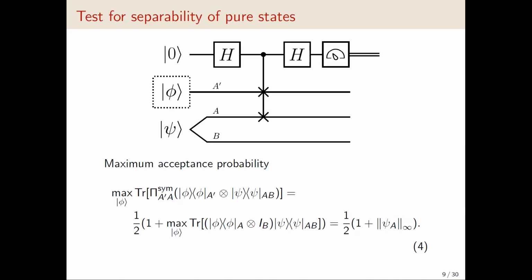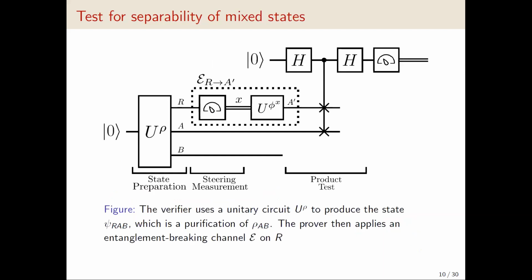Now we want to generalize this to mixed states, and so for that we look at this graph. As you can see in this circuit diagram, there are 3 sections. I'll go through all 3 of them. So the first is state preparation, which is you need to be given a purification of your state of interest. So your state of interest is rho AB, and you need to be given a purification of it, which is psi RAB, suppose, and there is a circuit that realizes this state.